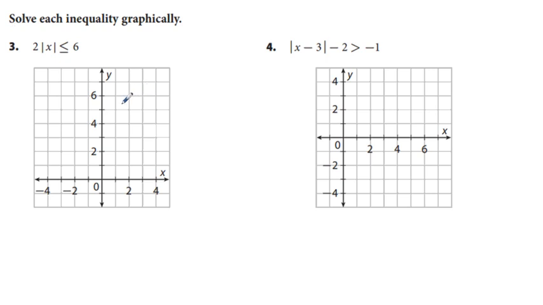Solve each inequality graphically. What we have is two sides of an inequality. The left side is 2 times the absolute value of x, and that parent function has the vertex at the origin and has, we go up 2 over 1, so we're going to be looking like something like this. So here would be a graph of that.